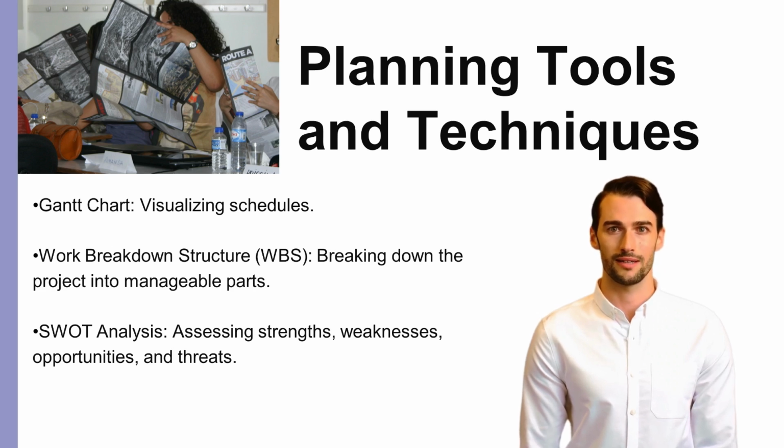Critical Path Method, CPM, determines the longest sequence of dependent tasks to calculate the minimum project duration. PERT, Program Evaluation and Review Technique, probabilistic planning technique for estimating project durations and managing uncertainties. Resource histogram, graphical representation of resource allocation over time to optimize resource utilization.